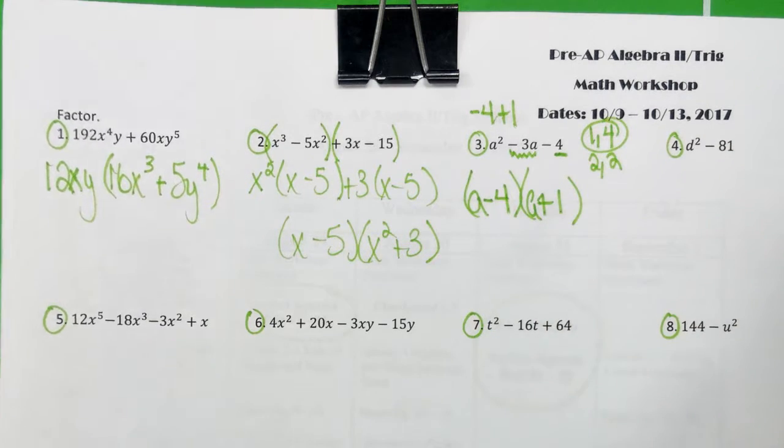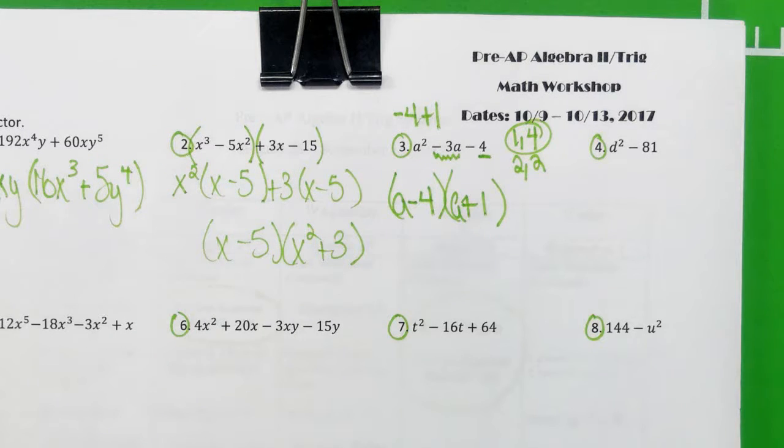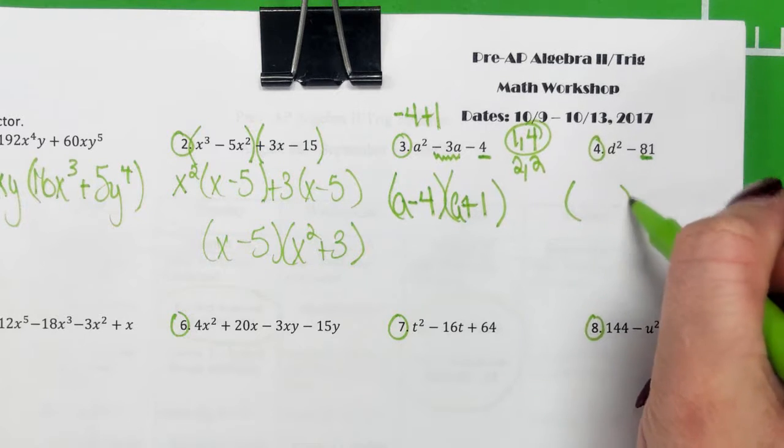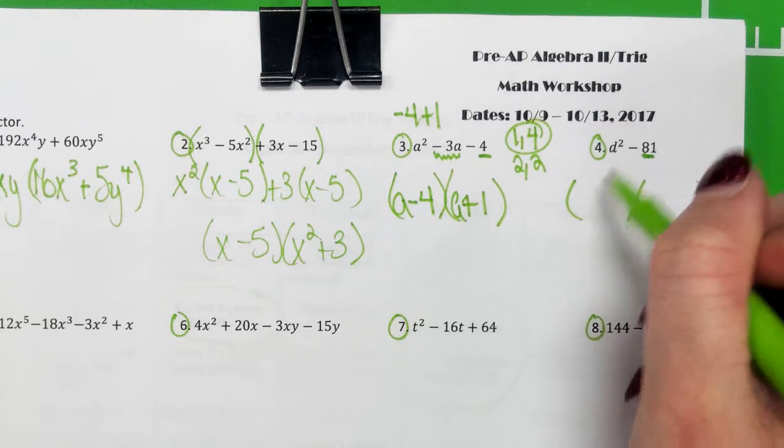Alright, number 4 is different, guys. What's different about number 4? They're both squares. They're both perfect squares. How many terms do they have? 2, but they don't have a GCF. So what's the square root of 81? 9. Now notice the order.